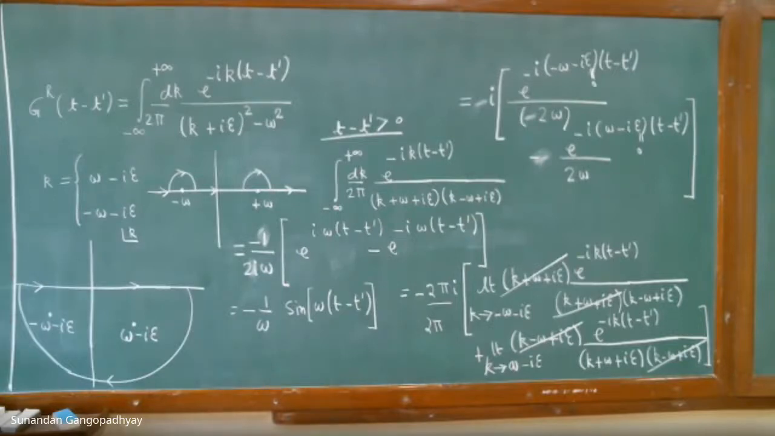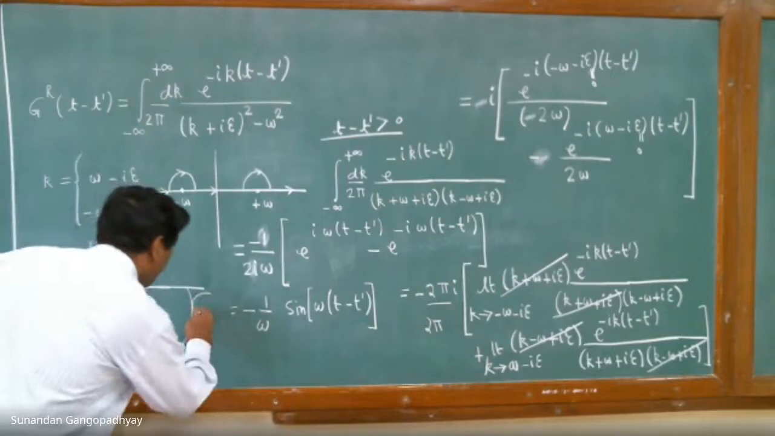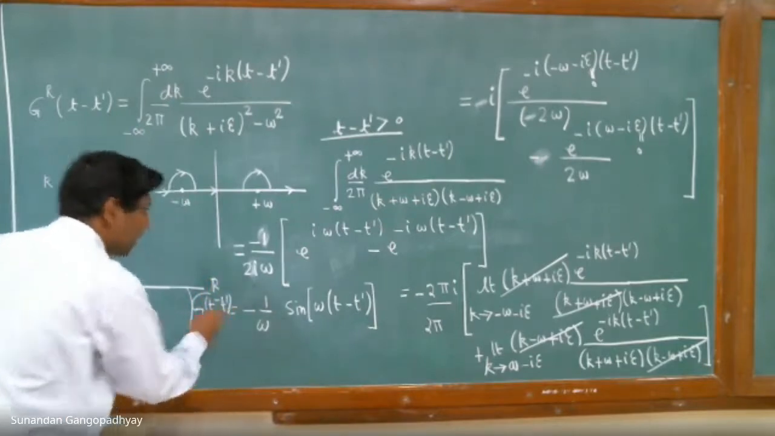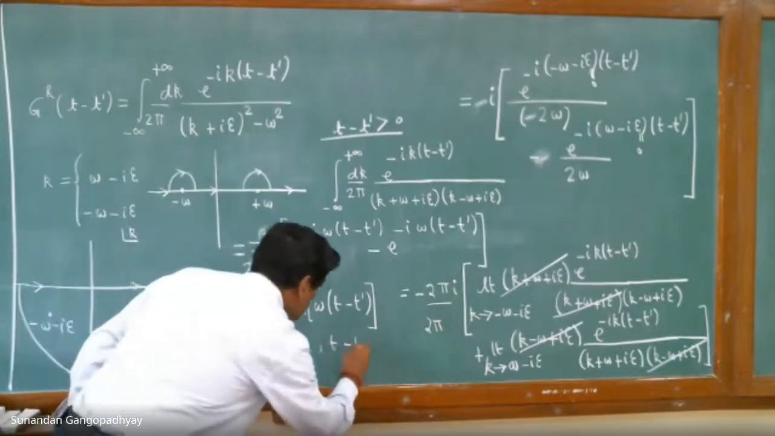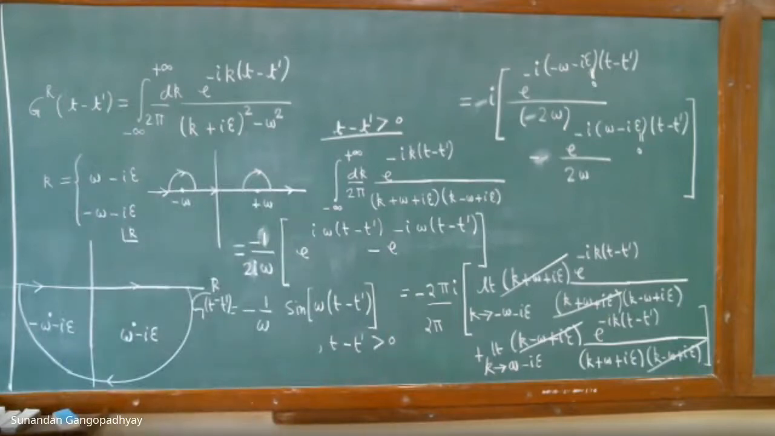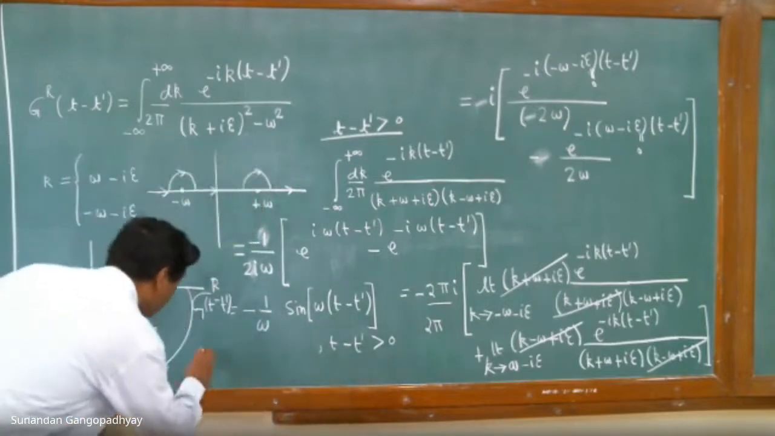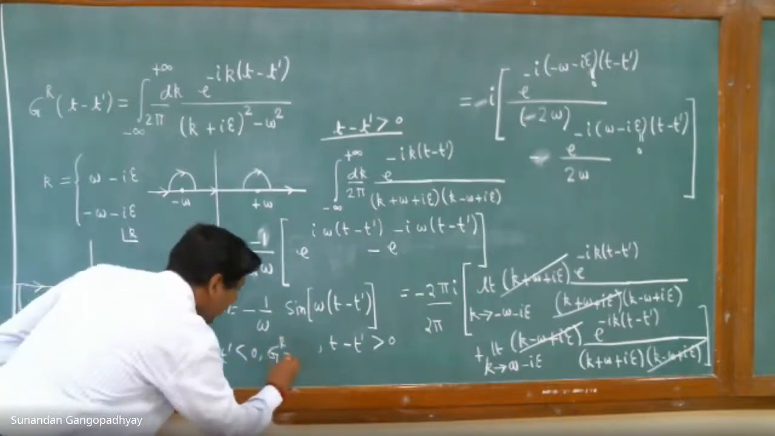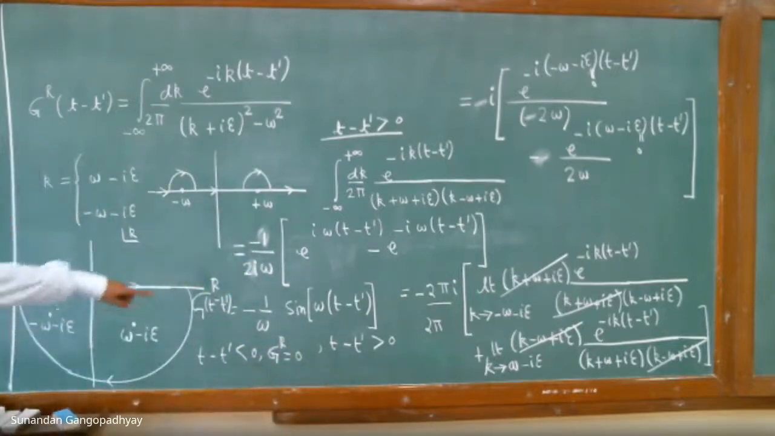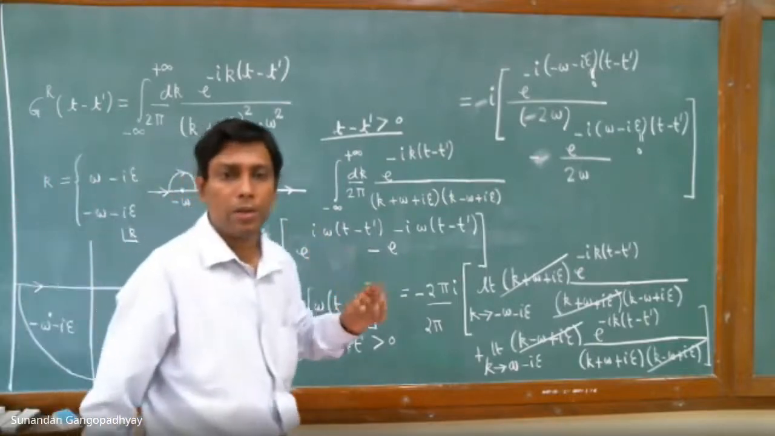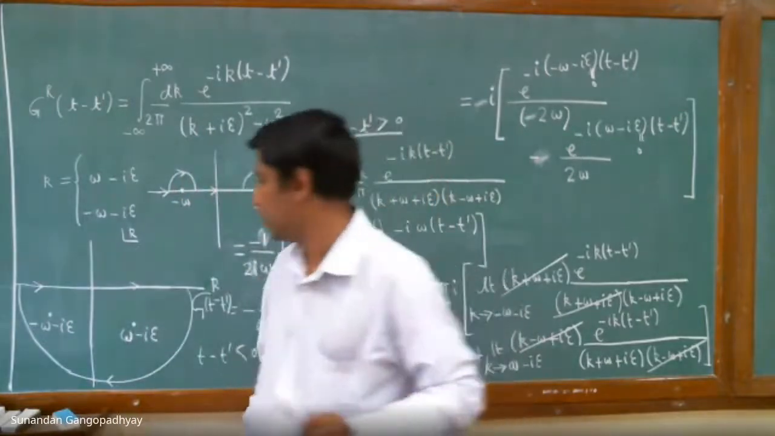So what we have is the retarded Green's function g_r(t minus t prime) is this for t minus t prime greater than 0. This is the result. And we mentioned in the previous lecture that for t minus t prime less than 0, you don't need to do any calculation, g_r is 0. Because then you have to close in the upper half plane, but the upper half plane does not enclose any pole, and therefore that contribution vanishes.